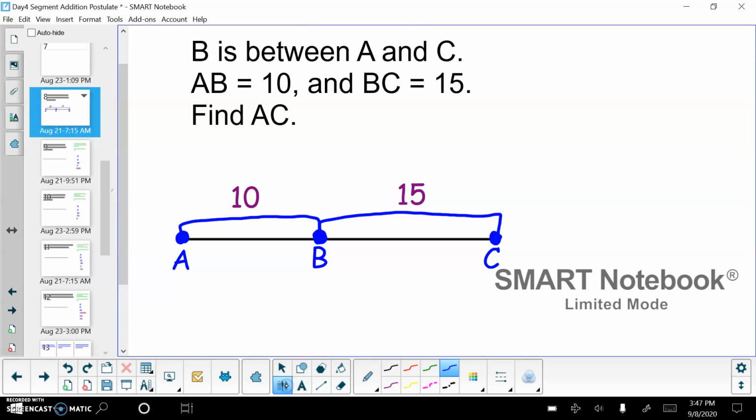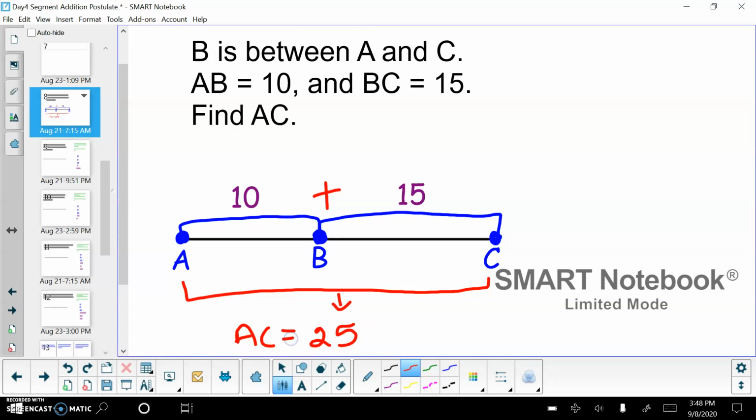So then if you're trying to figure out what is your whole entire distance, that would be the bottom piece from A to C. If I want to figure out that whole entire piece, then what I need to do is add the two smaller pieces. So I add from A to B and from B to C, that gives me 25. So then the whole thing from A to C is equal to 25.